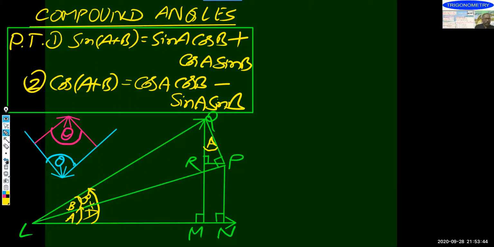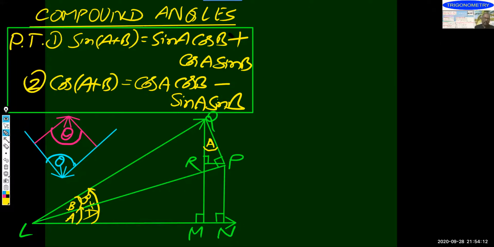Okay, let me repeat that. See, the line QM is perpendicular to LM. The line QP is perpendicular to LP. The angle between LM and LP is angle A, and hence the angle between QM and QP is also angle A. That's what it is. You have to understand.